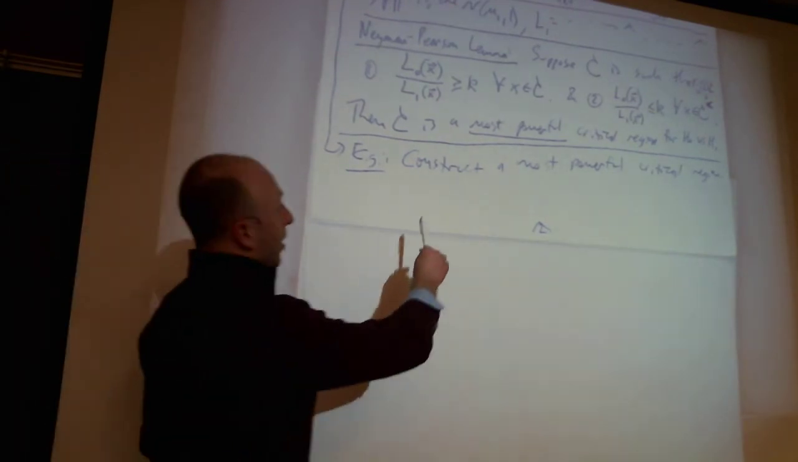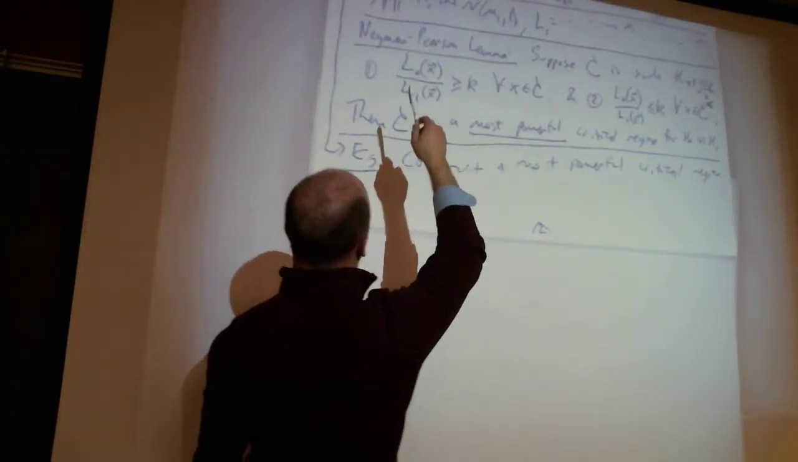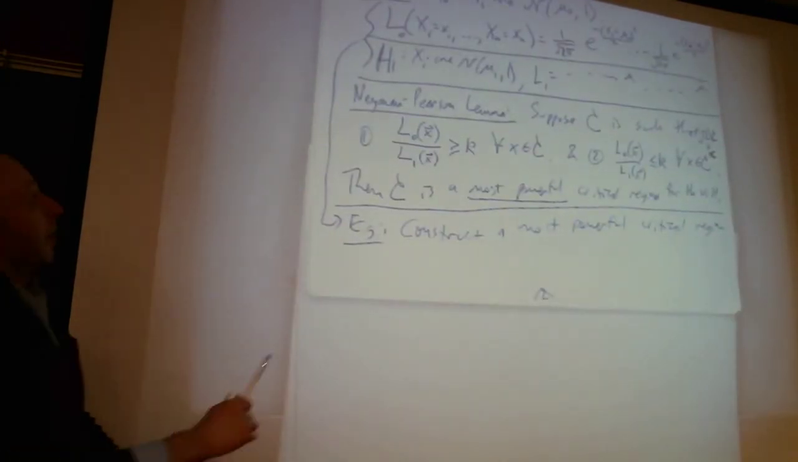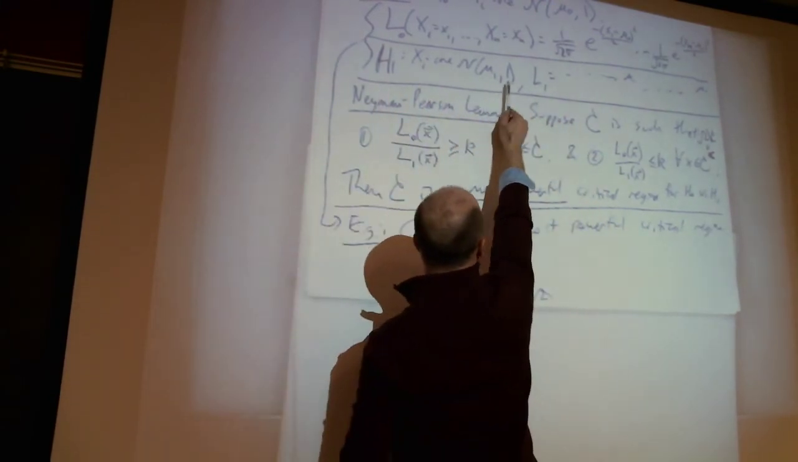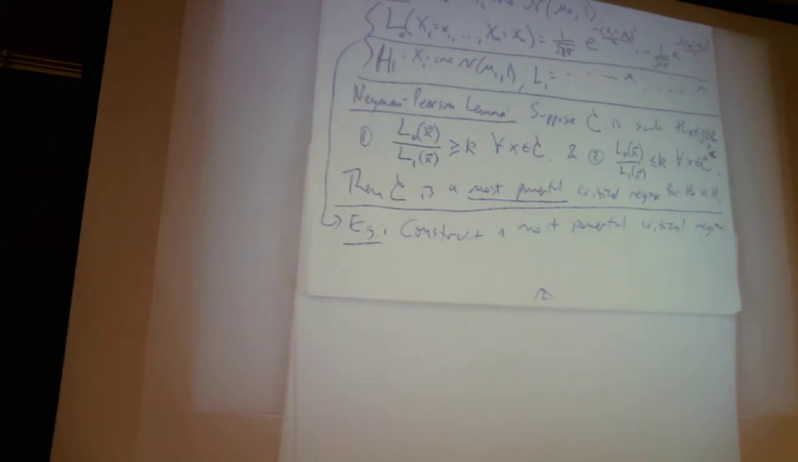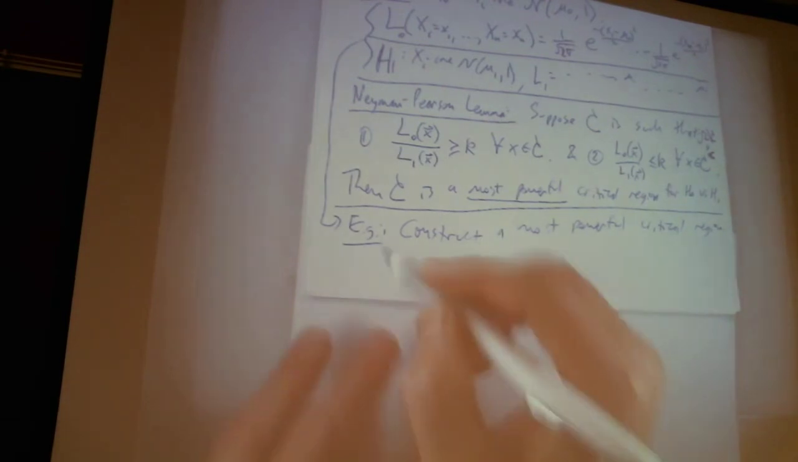Okay, let's go back to this exercise. There's our example. So, we want to construct a most powerful critical region to test hypothesis 0 against hypothesis 1 in the case of this normal. The hypothesis 0 is that the mean is mu0. The hypothesis 1 is that the mean is mu1. We're assuming that the standard deviation is 1.